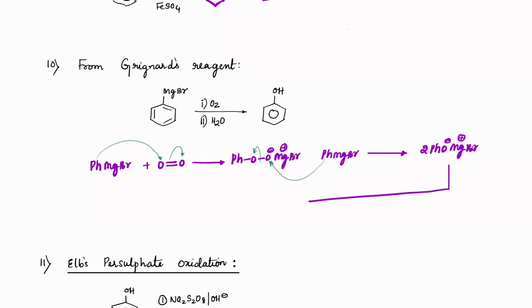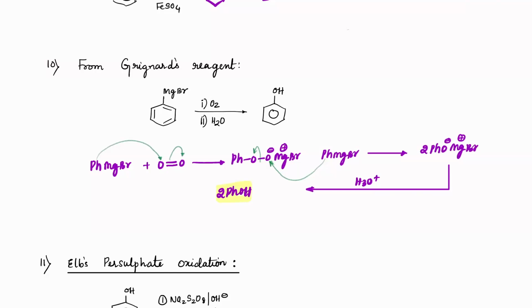which on hydrolysis with H3O plus will give us 2 moles of phenols. Okay, so that's how you'll end up getting phenols. This is Grignard's reagent.